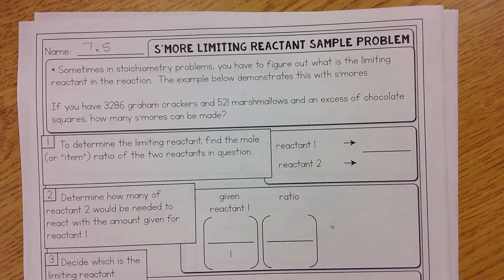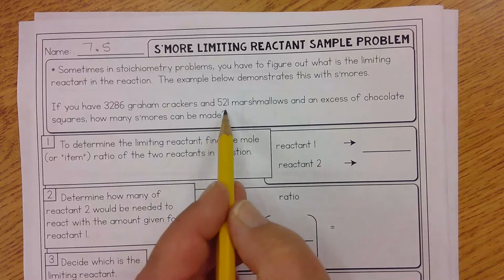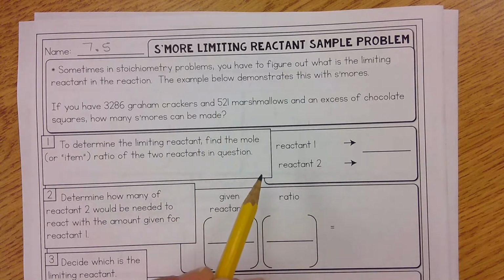But evidently, we're having a big party, so we have that many graham crackers, and we have 512 marshmallows, and of course, we have as much chocolate as we could ever possibly need. So we have an excess of chocolate squares. And we need to know how many s'mores we can make. We're having this big bonfire. We need to know. It is important.